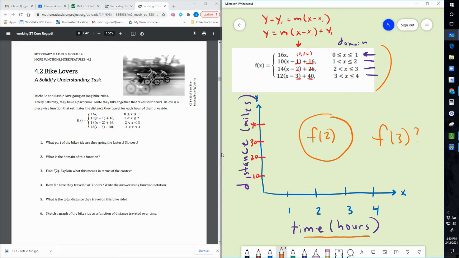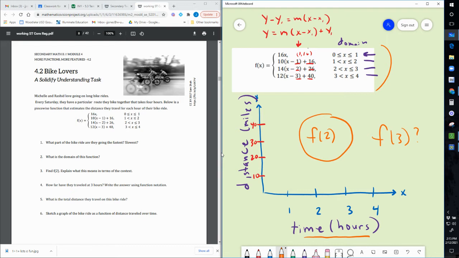And then what's the total distance they traveled on this bike ride? That's what you want to know, how far total did they travel on this bike ride? In other words, what's your y value going to be at the very end? What's the y value at the very, very end whenever we're at 4 hours?